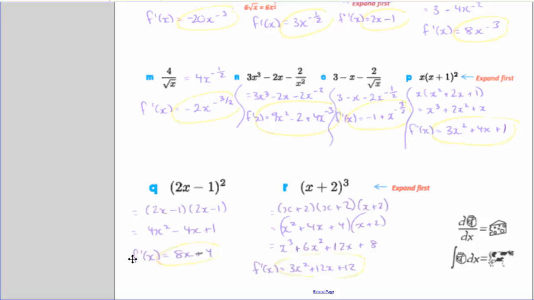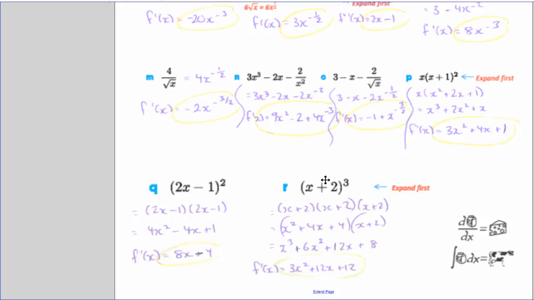f dash of x is 2 times 4 is 8. x, subtract 1 from the exponent, you get just x to the 1. That's just an x term, so it's just the coefficient, minus 4. That's a constant term, so the gradient of that is just 0. So 8x minus 4 is your gradient function.